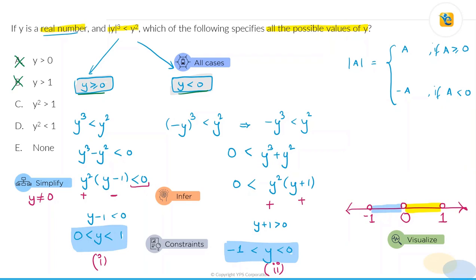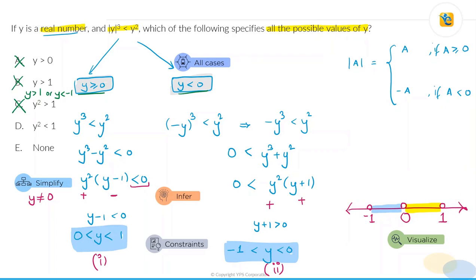Choice C now says y squared is greater than 1. What does that mean? Well, y squared is greater than 1 happens in two cases. Y itself is greater than 1, or y is less than negative 1. But that is not what I have. Greater than 1 or less than negative 1 would be these two outer regions, which I don't have in my solution. So choice C is out as well.